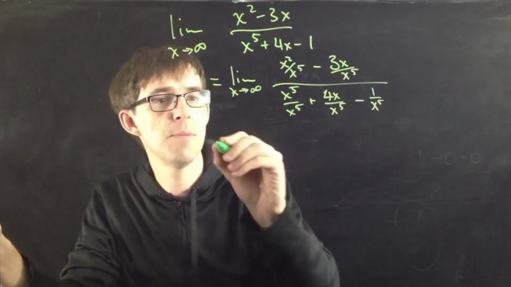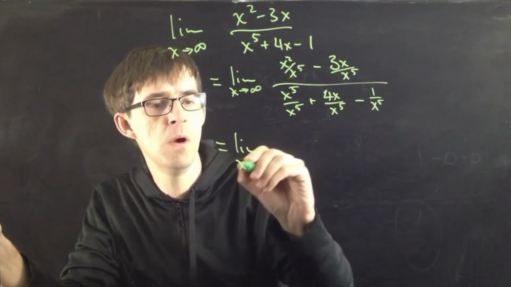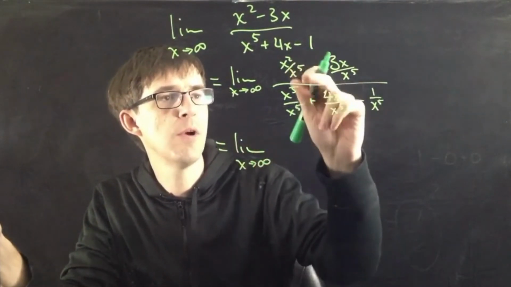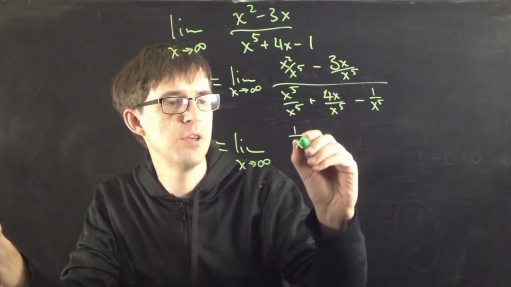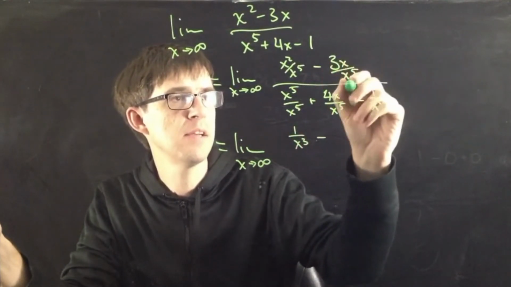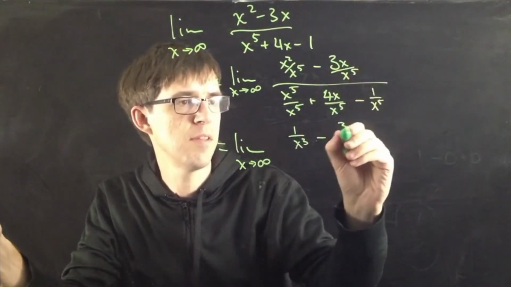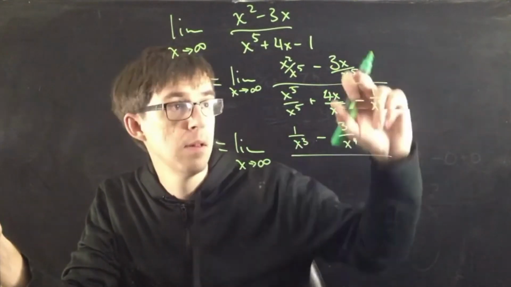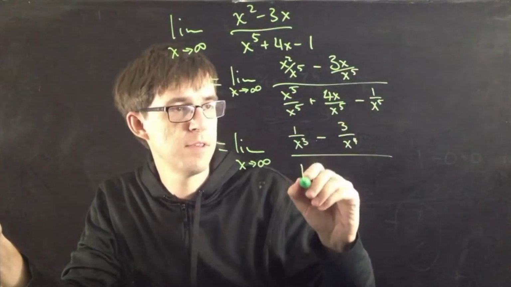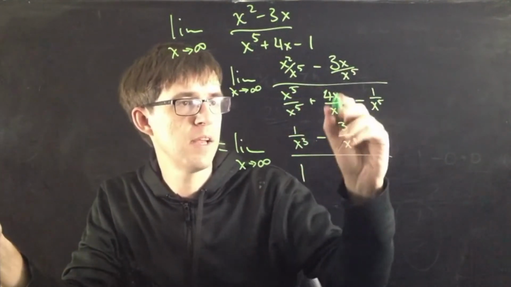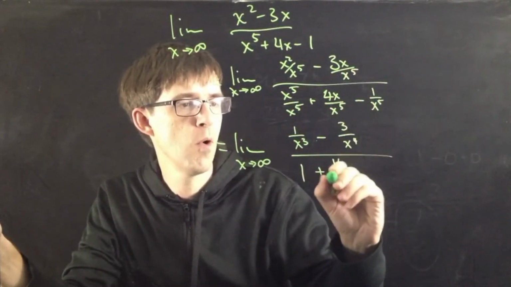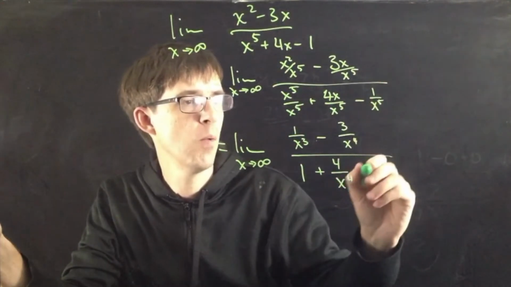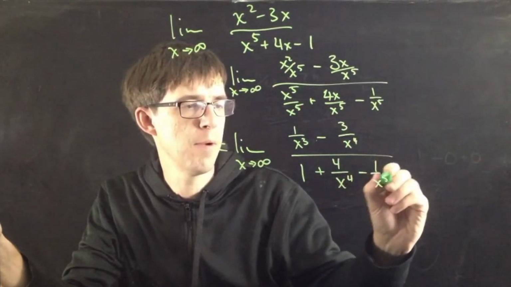Now we can cancel a bunch of x's. So x squared over x to the 5 is the same as 1 over x cubed. Minus 3x over x to the 5. I cancel one of the x's. I get 3 over x to the 4. Here, x to the 5 over x to the 5 is 1. Here, 4x over x to the 5. I cancel one x. I get 4 over x to the 4. And here, can't cancel anything with that one.